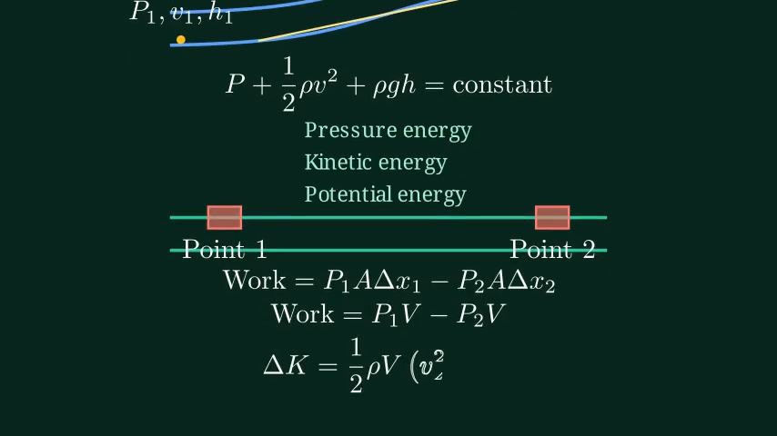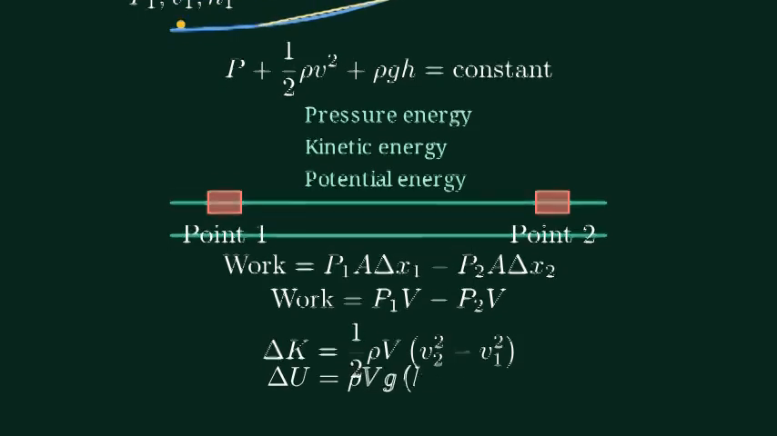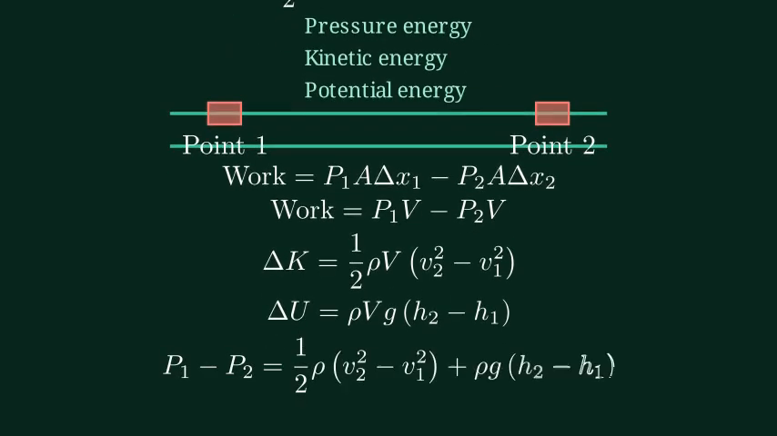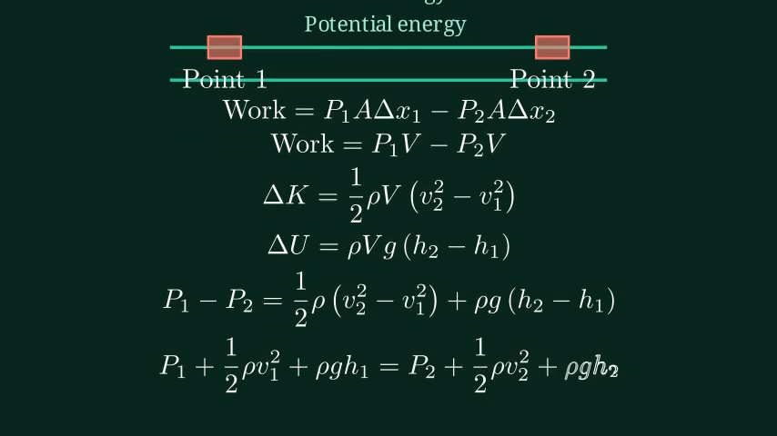The change in kinetic energy is 1/2 rho V times (V2 squared minus V1 squared). The change in potential energy is rho Vg times (H2 minus H1). By the work-energy principle, work equals change in kinetic energy plus change in potential energy. Combine all terms and divide by V. Rearranging gives the standard Bernoulli equation: P1 plus 1/2 rho V1 squared plus rho GH1 equals P2 plus 1/2 rho V2 squared plus rho GH2.